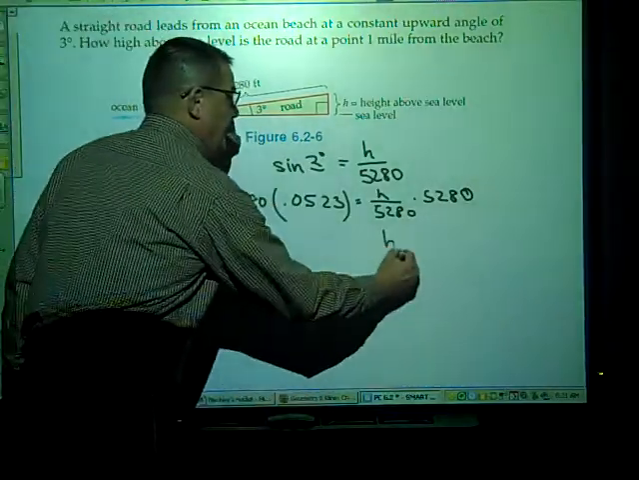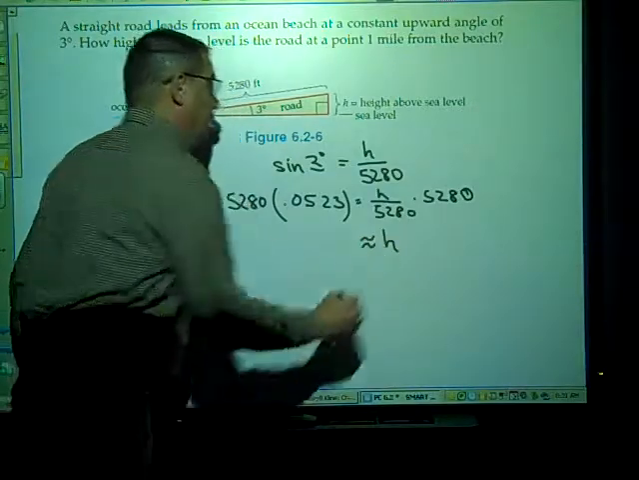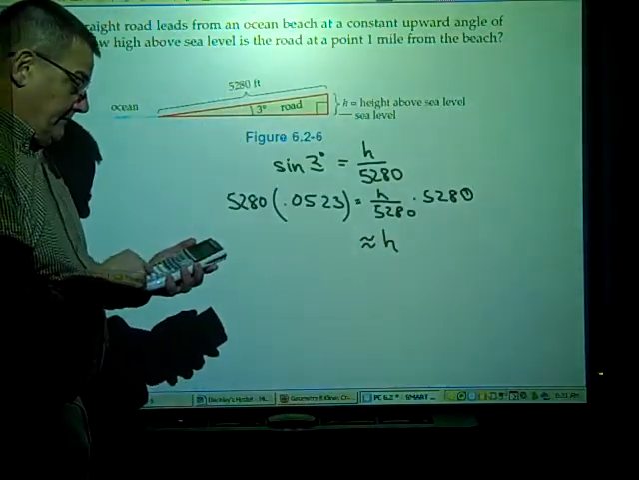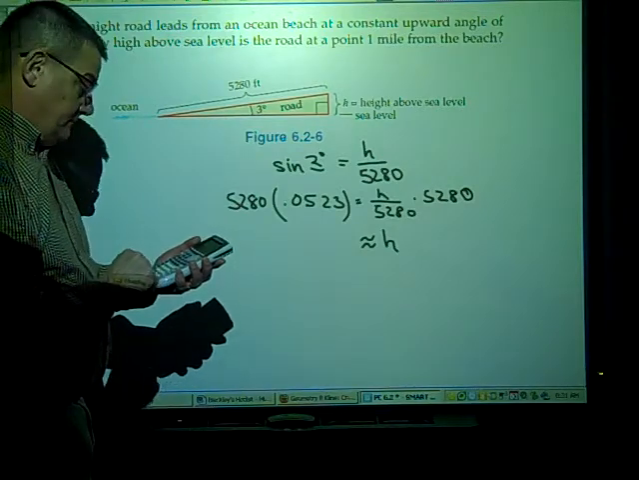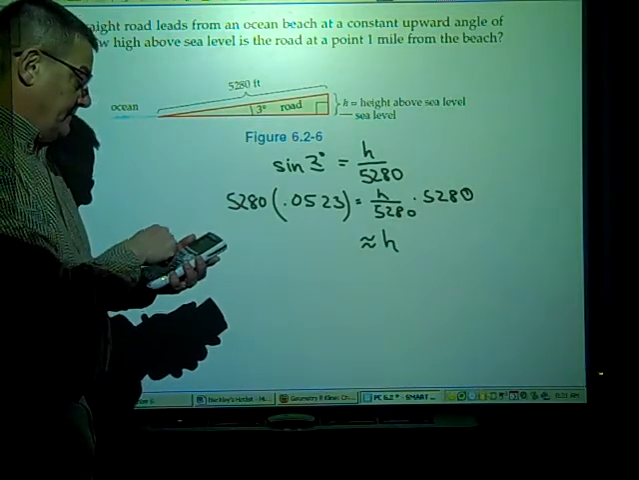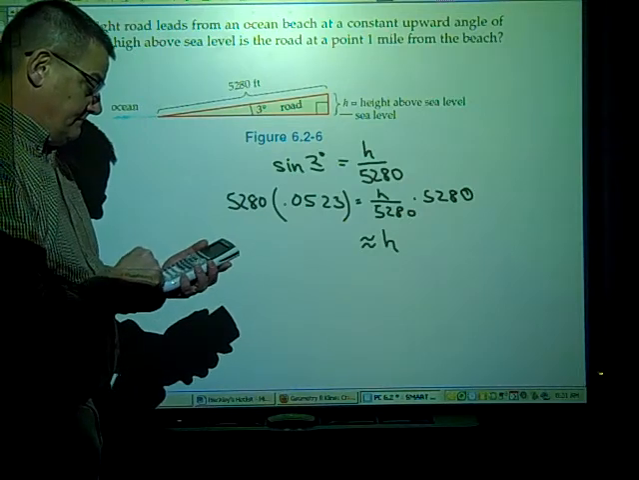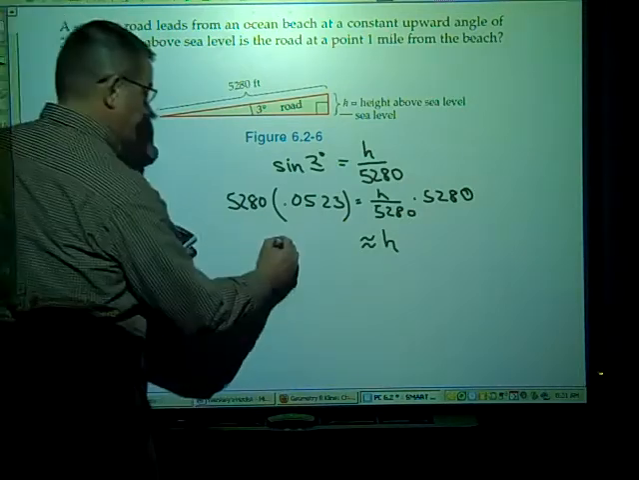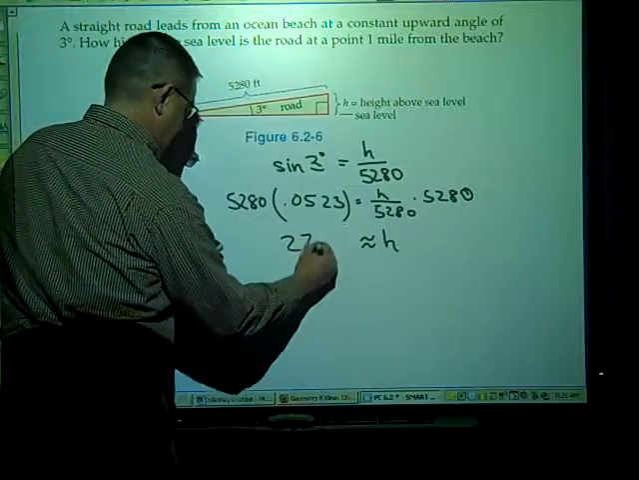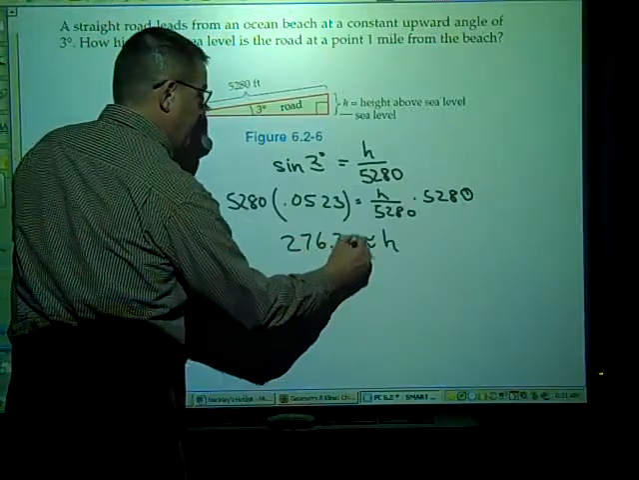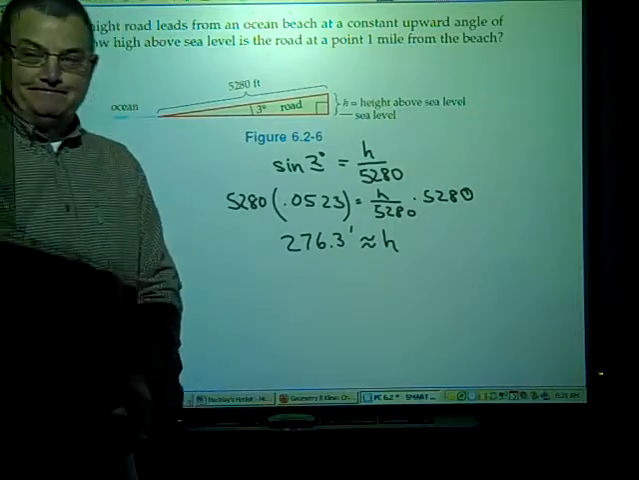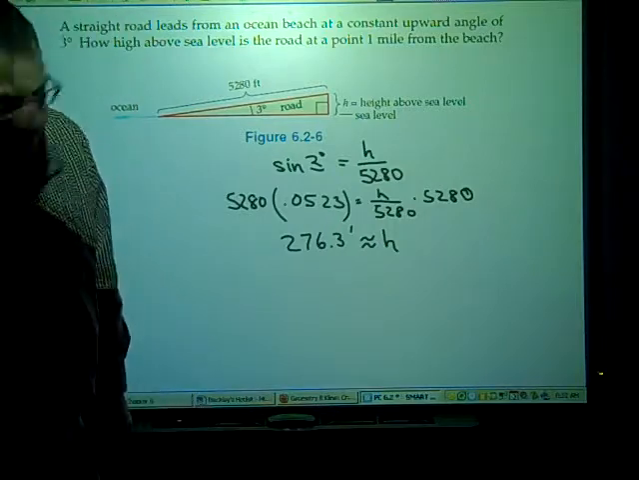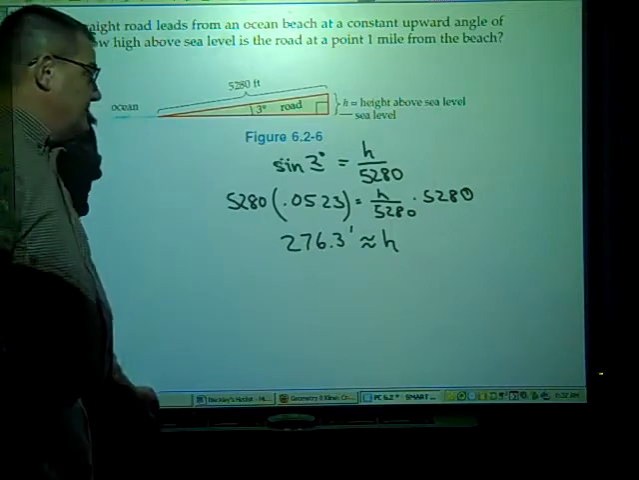And we get that h is approximately 5,280 times previous answer. Approximately 276.3 feet above sea level. Okay, let's try example 6 as long as we're at it.